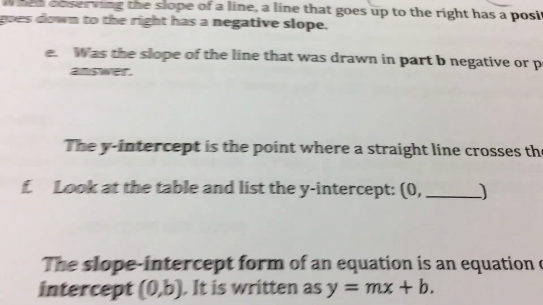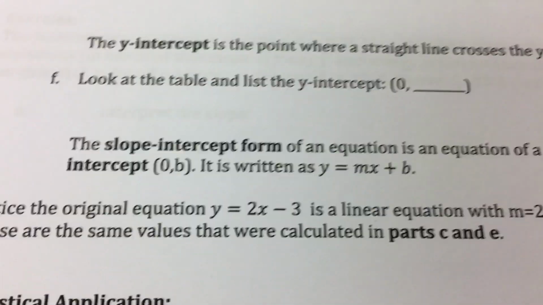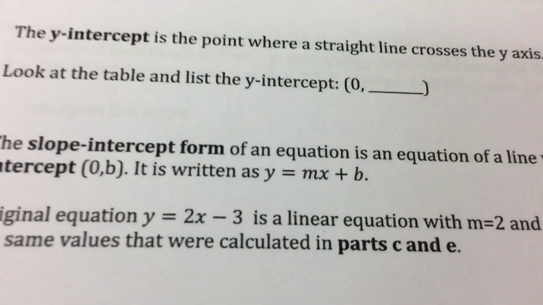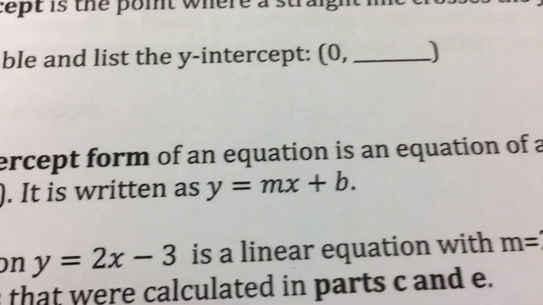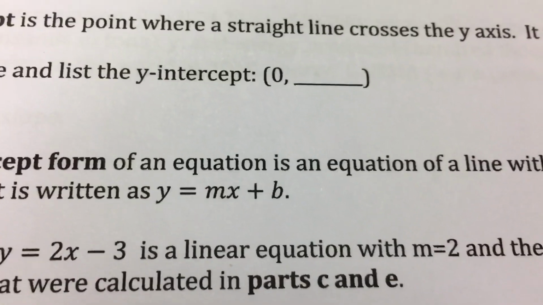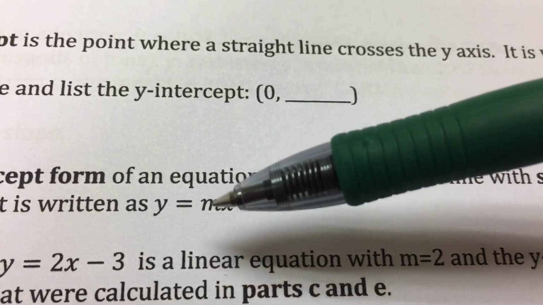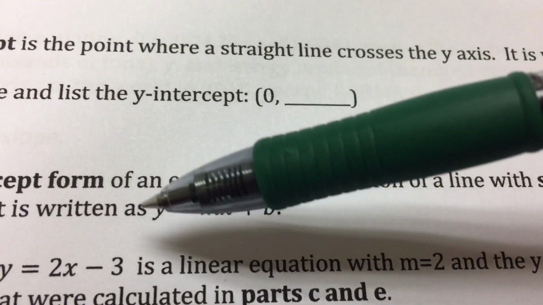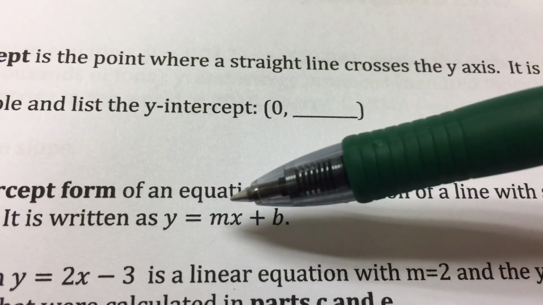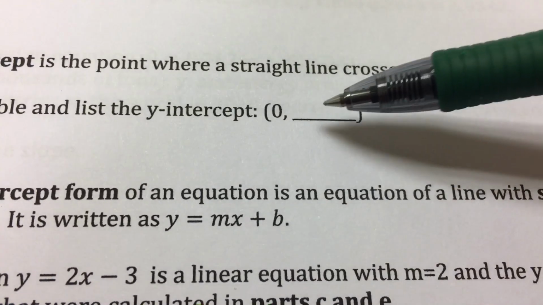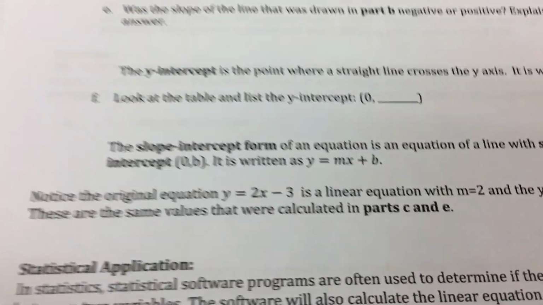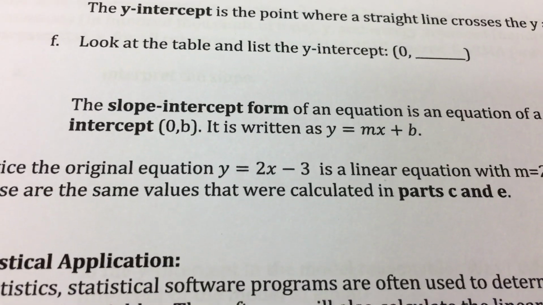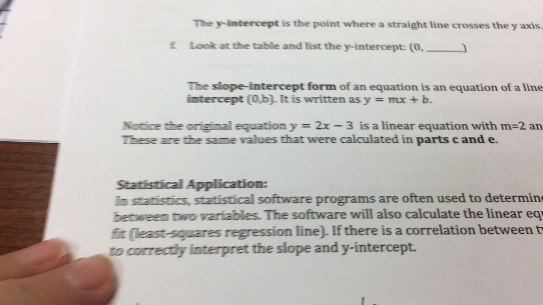So you've got your slope up here, you've got your y-intercept here. Now you're able to actually write an equation. And it says the slope-intercept form of an equation is written with the slope and the y-intercept. It's written as y equals mx plus b. Whatever your slope is, you're going to fill in the equation. So you're going to have y equals whatever your slope is, x, plus whatever your y-intercept is. And then they want you to look and compare it to your original equation that looks like this. Okay, and then you can read the rest of that part.